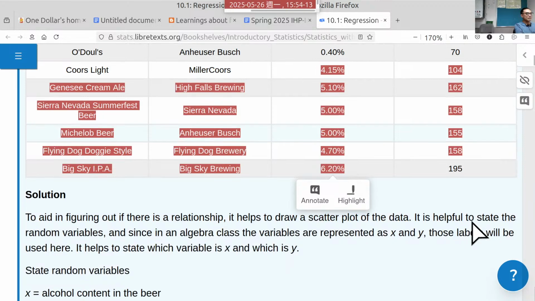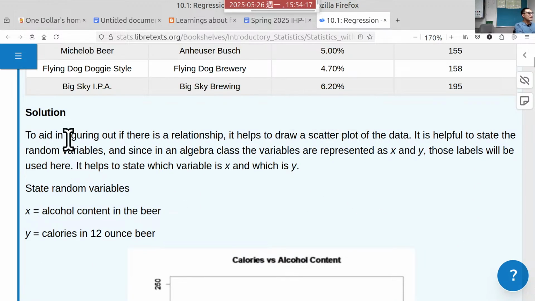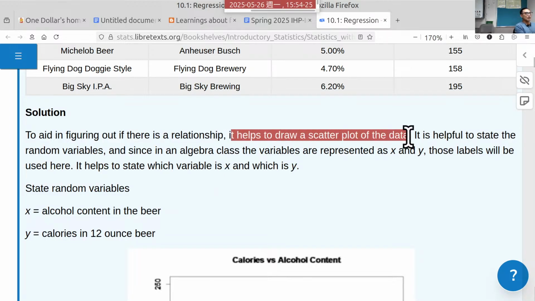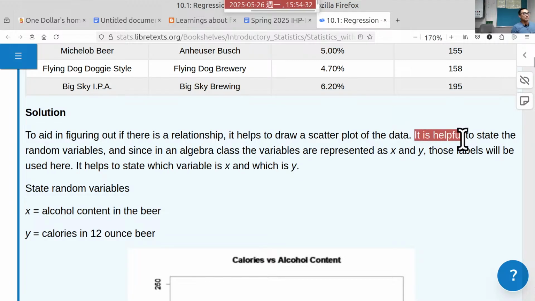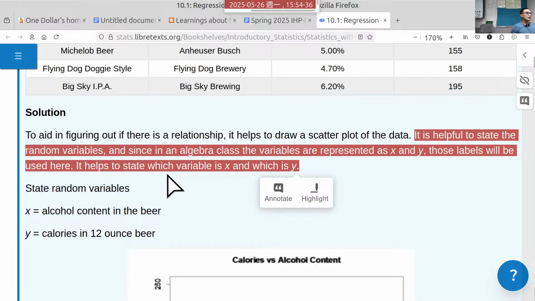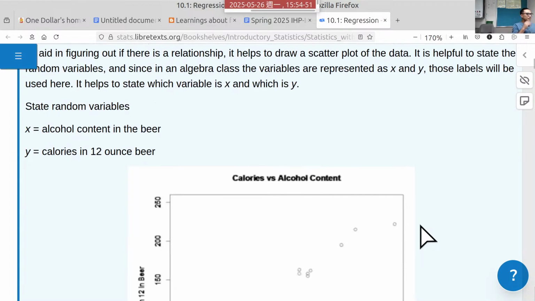After this information, to help in figuring out if there is a relationship, we draw a scatter plot of the data. Again, scatter plot, later I will demonstrate how to do this. It is helpful to state the random variables, and since in an algebra class the variables are represented as x and y, these labels will be used here. It helps to state which variable is x and which is y. The random variable x is alcohol content in the beer. Random variable y is calories in a 12-ounce beer.